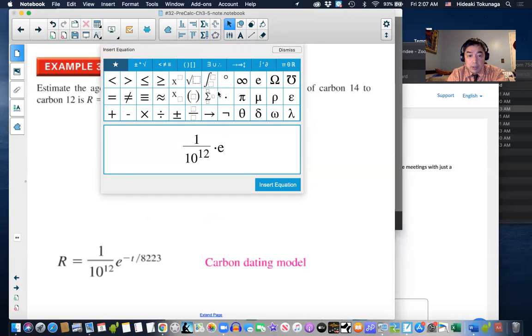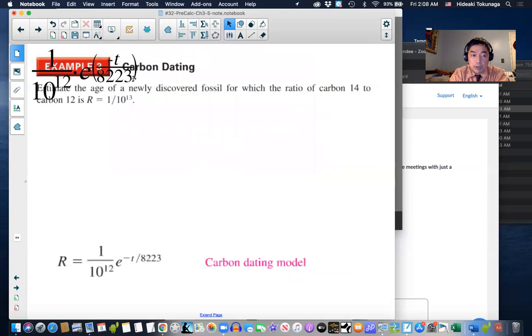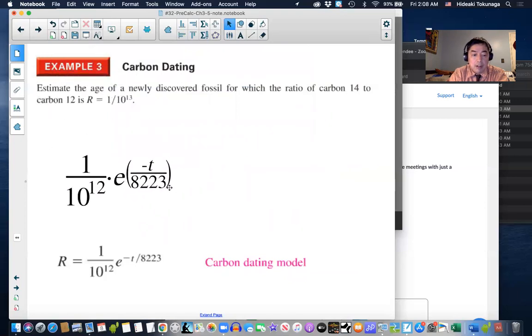E to the negative T is a fraction too, so I put the parentheses here. Okay, so now I put the negative T over A to C. I hope they accept this information here. Oh, cool. So this is R, it's given, and this is a formula for R. It's given. So I just cut and paste in this one.